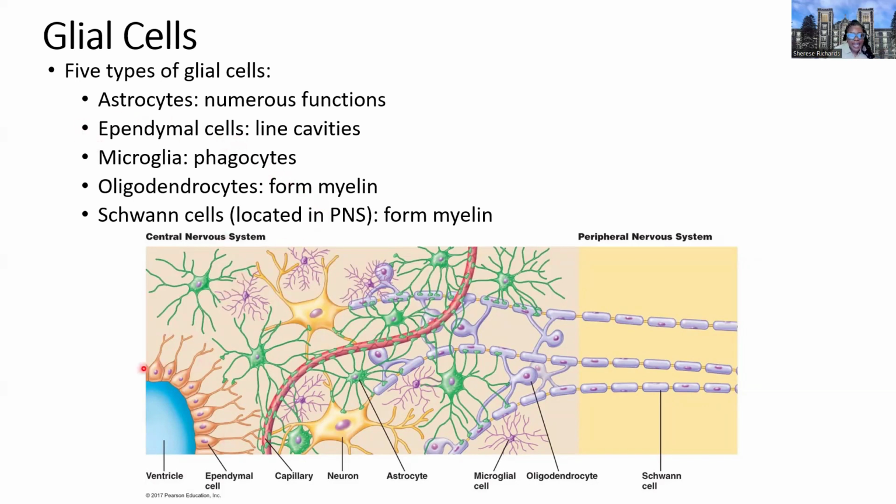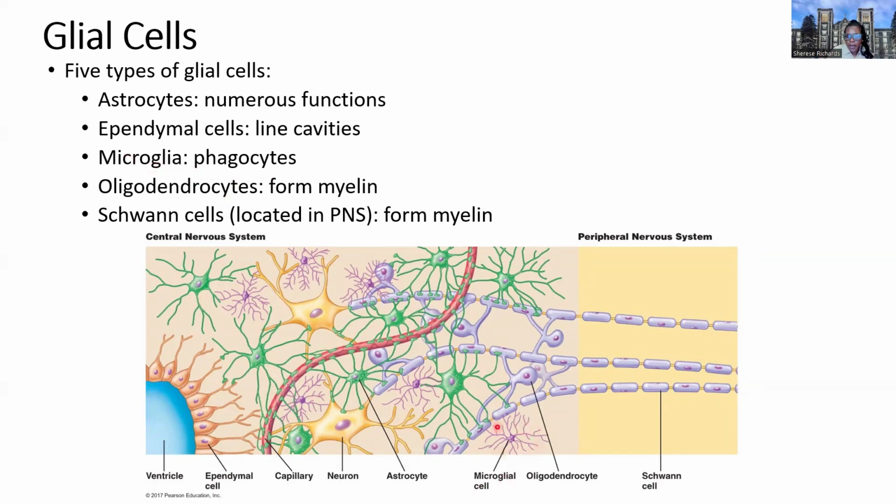Ependymal cells are going to be lining the ventricular cavities. These ventricular cavities within the central nervous system are actually housing cerebrospinal fluid, or CSF. And that CSF is produced by these ependymal cells. So these cells not only line the ventricular cavities, but they also make the CSF that is circulating in those cavities.